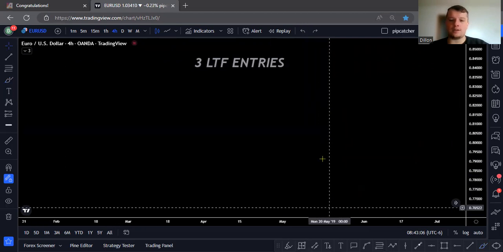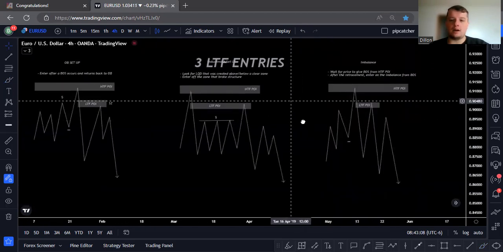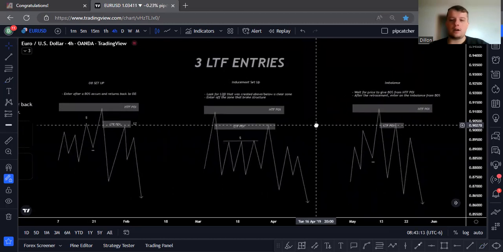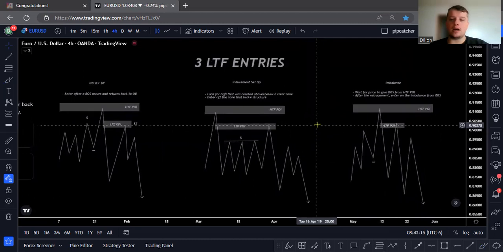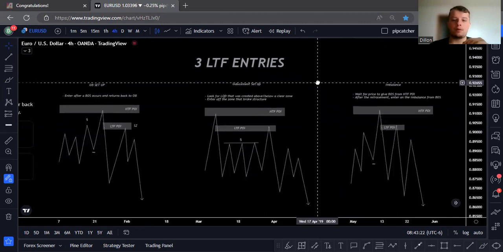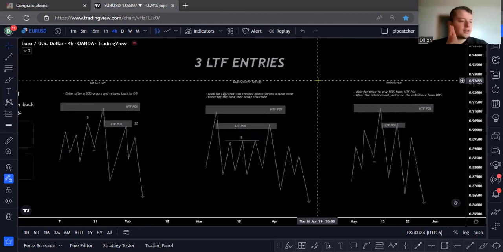And if that didn't make sense, I think I have some videos on inefficiencies. And I know I have PDFs in the chat that you guys can learn from as well. But that's it, guys. That's a quick video on 3 lower time frame entries that you guys can incorporate into your trading off of your higher time frame point of interest, and then finding a lower time frame point of interest.